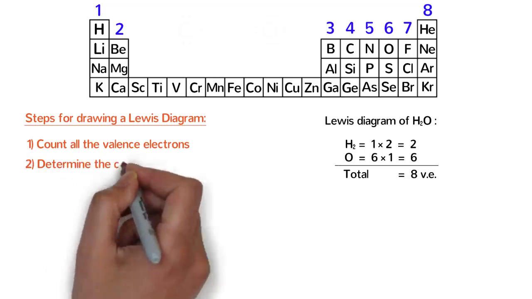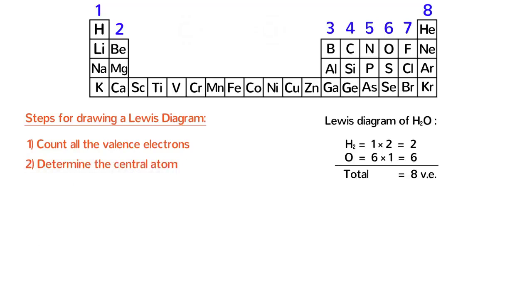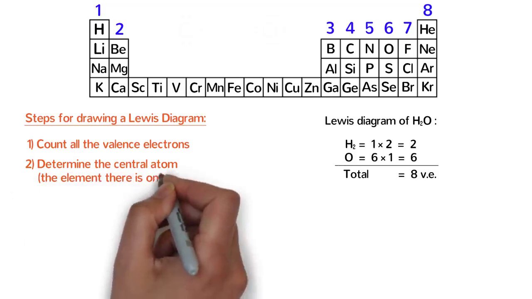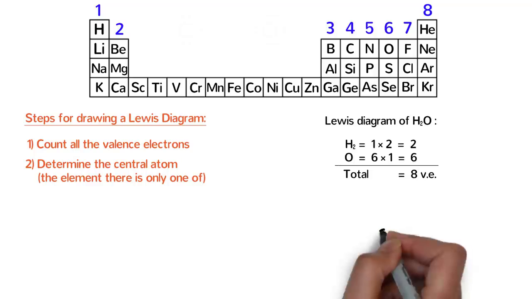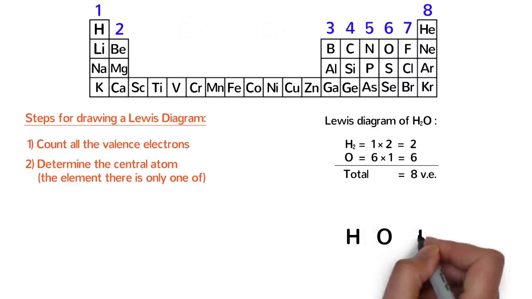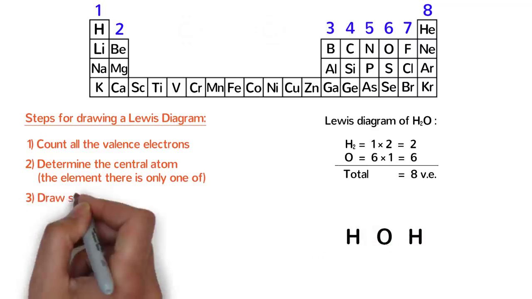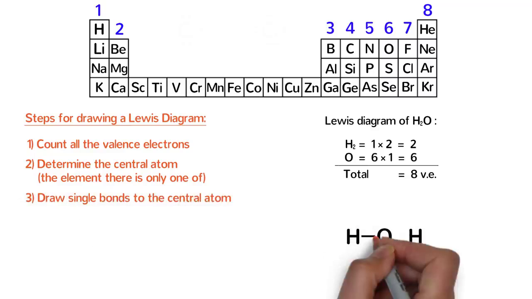Step 2. Determine the central atom. The central atom is the one that all the other atoms will be bonded to. It is usually the element that there is only one of. In the case of H2O, because there are 2 hydrogens and only 1 oxygen, we choose oxygen as the central atom and write it in the middle. Step 3. Draw single bonds to the central atom.